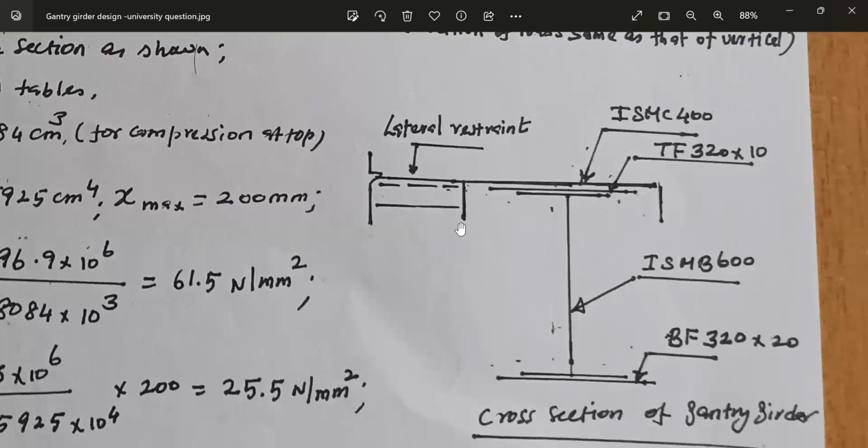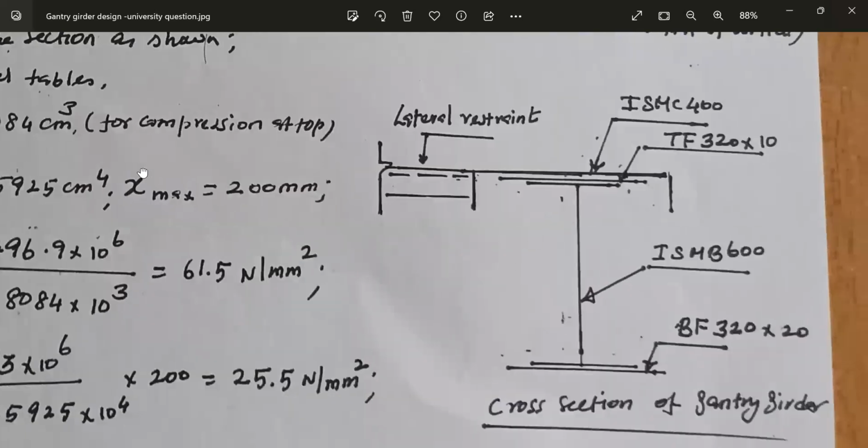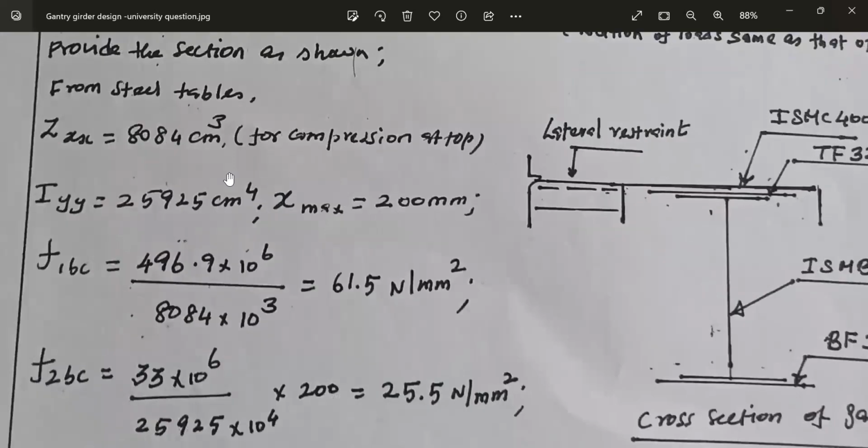It is always possible to provide the lateral restraint and make the beam rigid in the lateral direction also. And the allowable stress is taken as the full value. There is no point in avoiding the lateral restraint and then calculating the effect of bending moment due to lateral bending, then torsional buckling, lateral buckling, this, that, and all. That is all idiotic approach. That is not for a practical engineer. The gantry girder is always provided with a lateral restraint. And for the section provided, the properties are available in the steel tables.